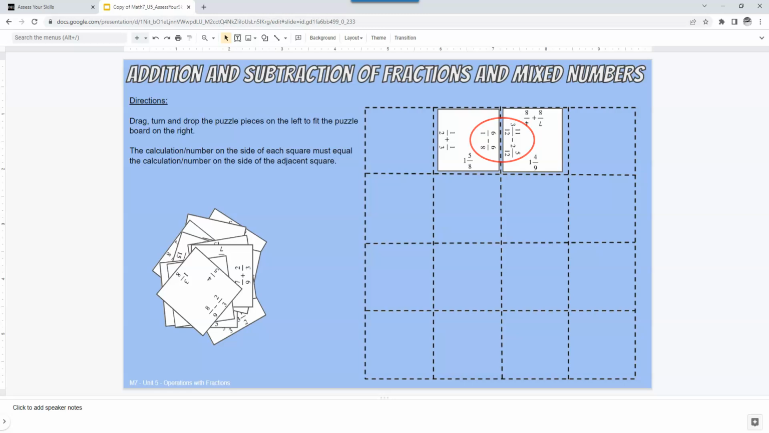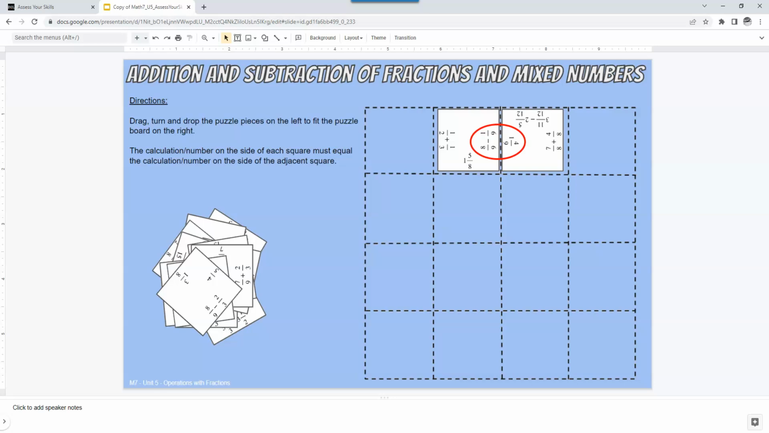Can't happen. So if I wanted to, I could take the right puzzle piece and rotate it a little tiny bit. So now on the left puzzle piece, I have my 8 over 9 subtract 1 over 9, and directly opposite that, on the puzzle piece next to it, I have a 1 and 4/9.